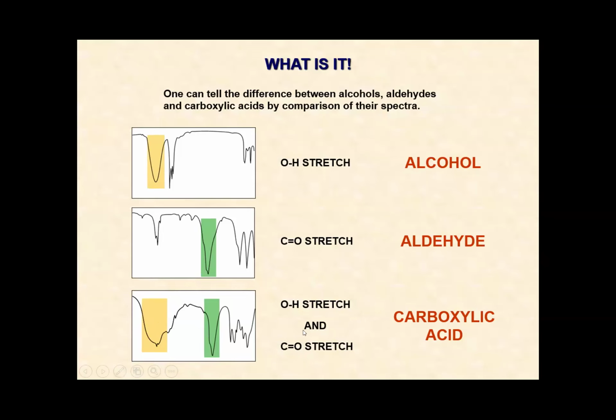All right. So in carboxylic acid, we are going to have two stretches. In aldehyde, we will have only one stretch of the C=O. In alcohol, we will have only one stretch, that is for OH. Yes, Anika, is it clear?